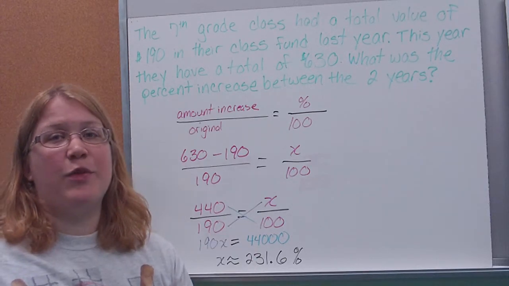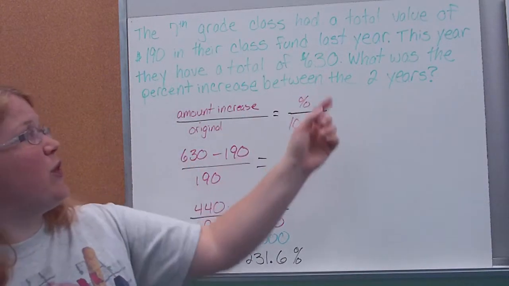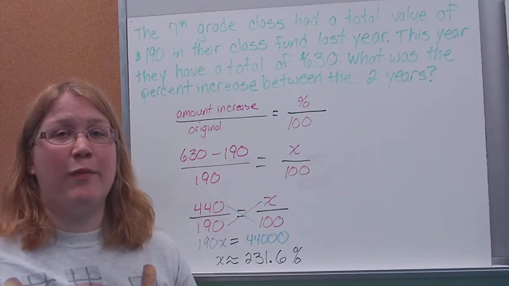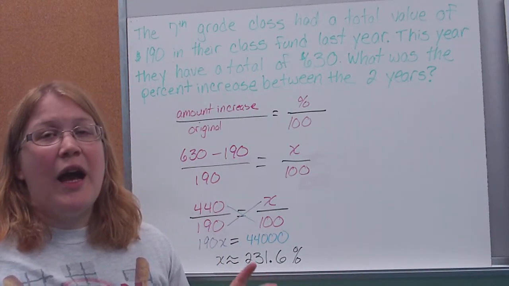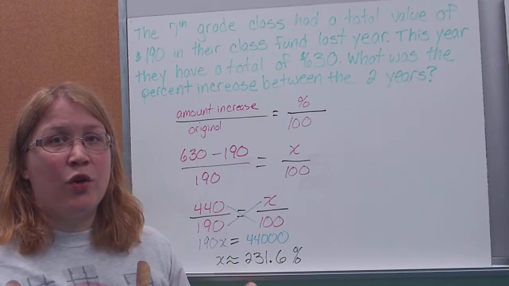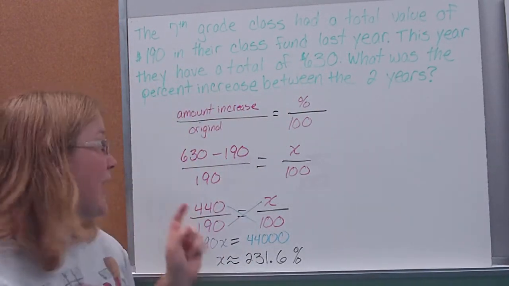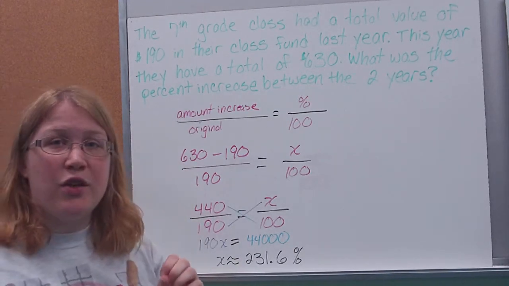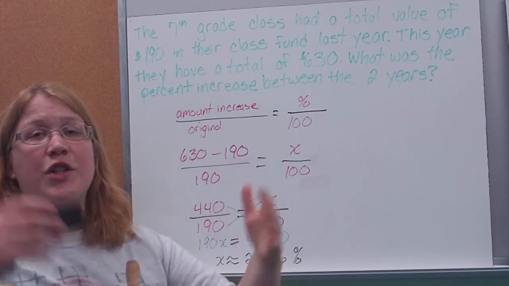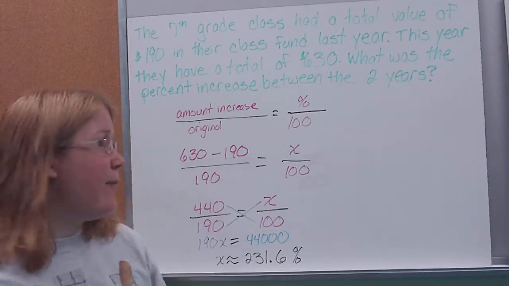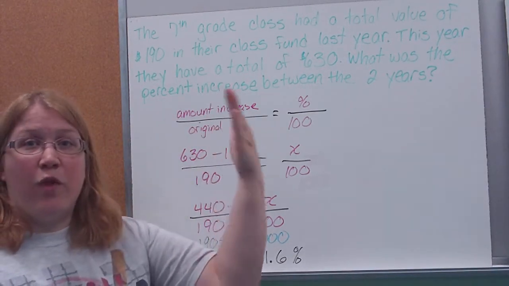And this is where we run into problems. A lot of kids want to take one of the two numbers they're given to put on top, because that's what we've been doing. This is different. I want the amount they increased. So what is the difference between 630 and 190? So we're going to subtract those two values to tell me how much the price went up, okay? And when we do that, I find out it went up $440.